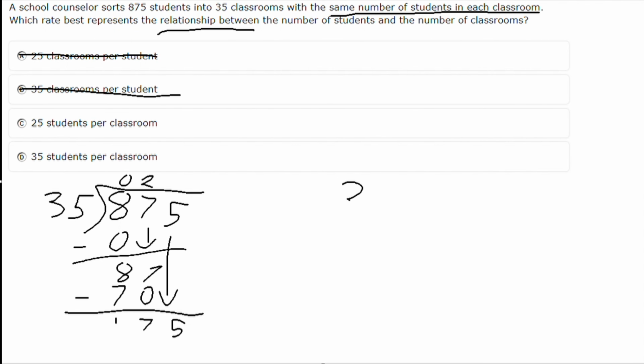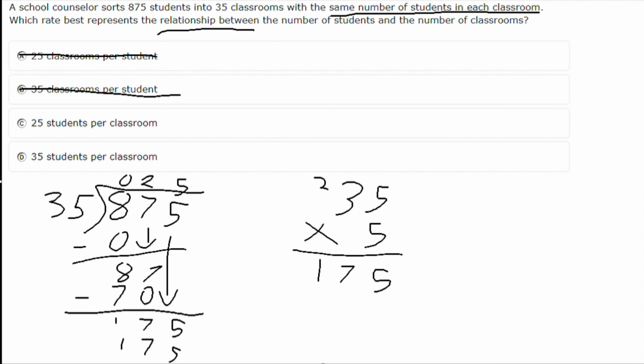We multiply 35 by 5, what do we get? 5 times 5 is 25. 5 times 3 is 15, plus 2 is 17. So we get 175. So that means our correct answer is 25 students per classroom, which means answer choice C is correct.